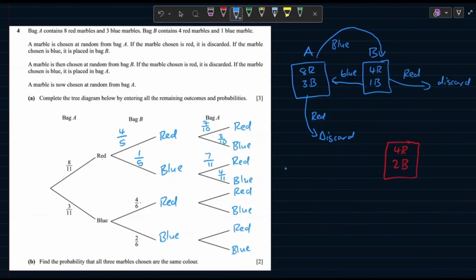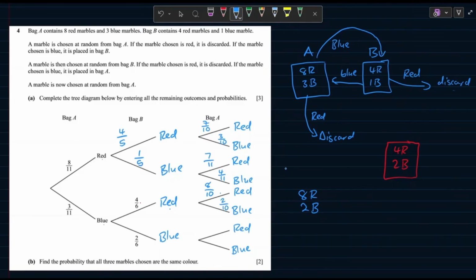Assuming we picked a blue from bag A, it means I have 8 red marbles, but because I picked a blue, I must only have 2 blues in bag A, right? And then here, let's say we pick a red from bag B, we know that's just discarded. So my bag A still looks like this when I come again and pick from that bag. So I'm picking from 10 and I've got an 8 in 10 chance of getting red and then a 2 in 10 chance of picking blue.